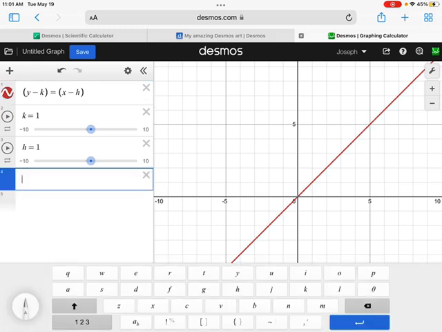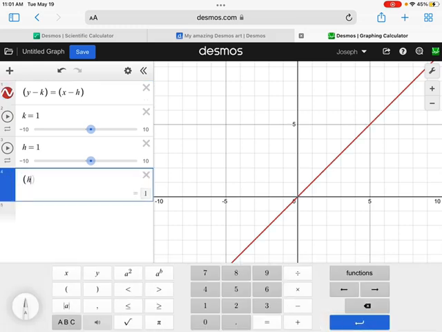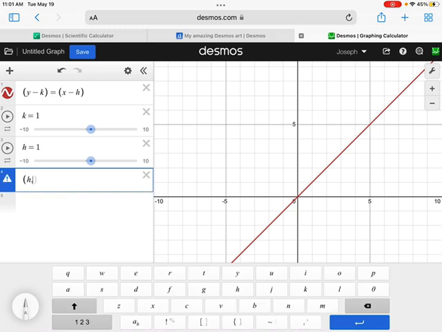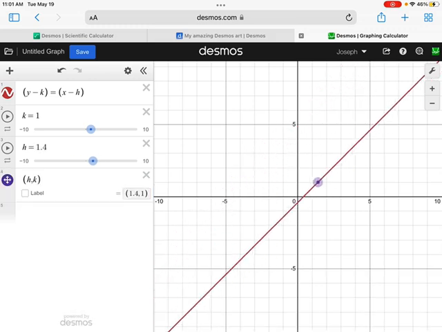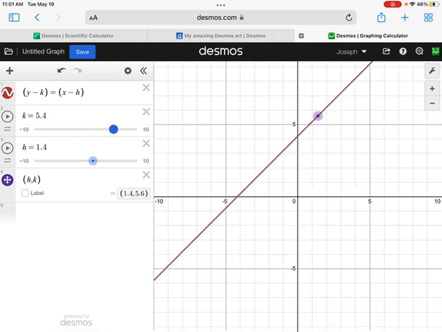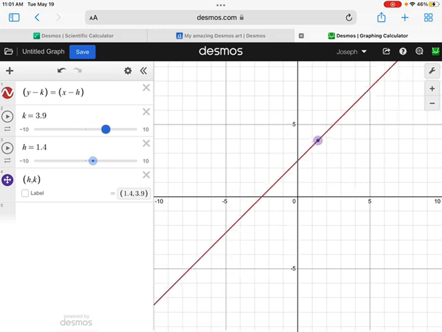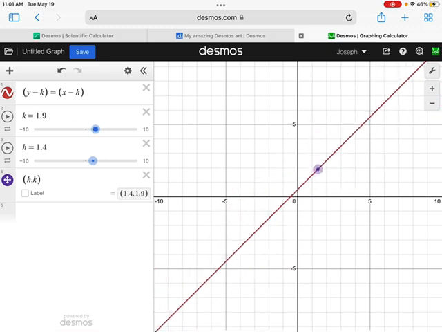Let me show you, first of all, the point h comma k. So h comma k. And what happens here is as I move h left and right, you can see the line moves left and right. As I move k up and down, the line goes up and down. So what I can do now is I can have the line go through the point h, k.